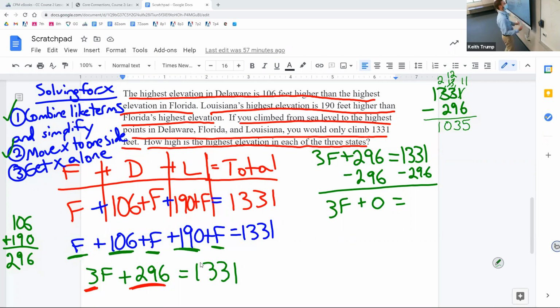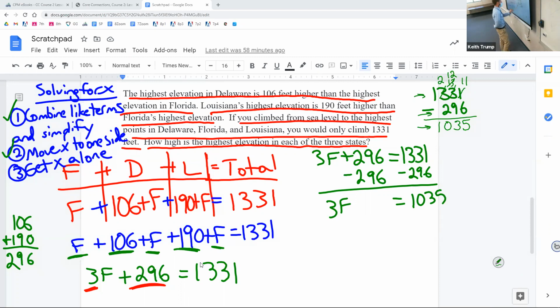And if I check my work by adding this number to this number, I should get this number. So 1035 plus 296 is going to be 1331. Now, this looks kind of weird putting a plus 0 here. I'm actually just going to take that away. I don't think we need that there. What I'm going to do now is get rid of, well, I only have one more number to get rid of until f is alone.